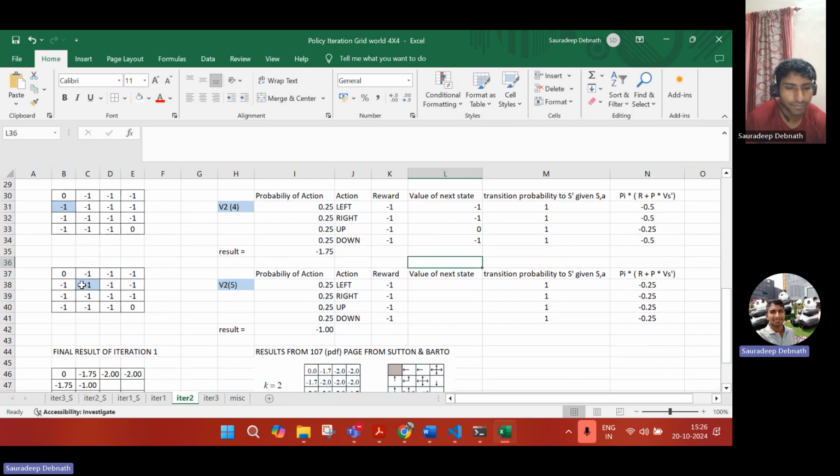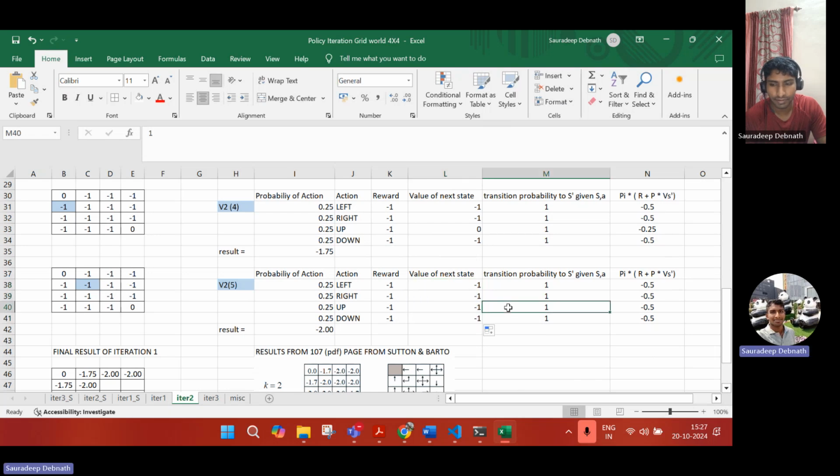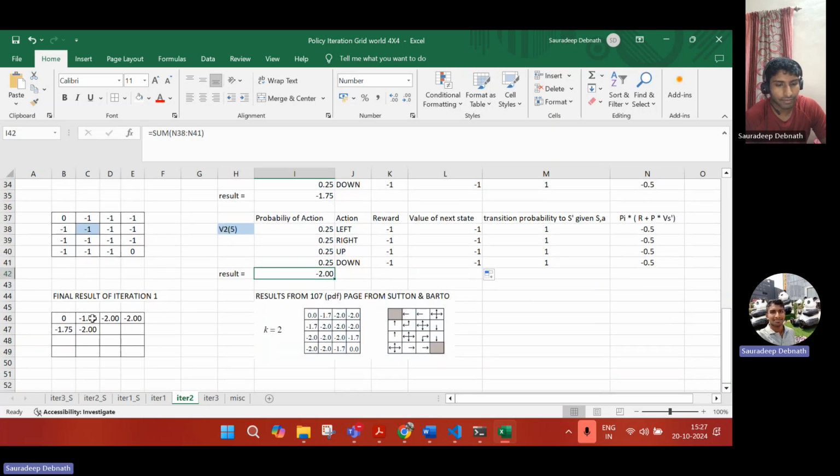Now, this fifth cell, what is the second iteration value? Regardless of whether we go up, left, right, or down, the value of the next cell would always be -1, and obviously it can't go diagonally to some other cell. So it's again -1. Again, this result is nothing but the sum of these probabilities. So we calculated for these 5 cells, and again, looks like it's a match.